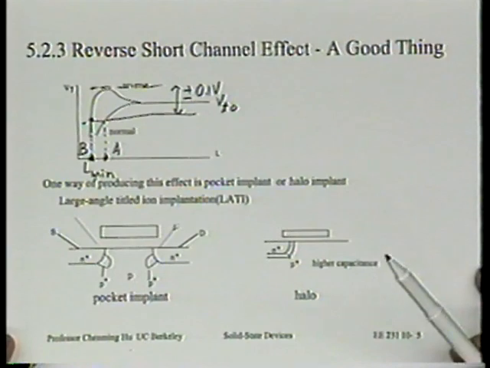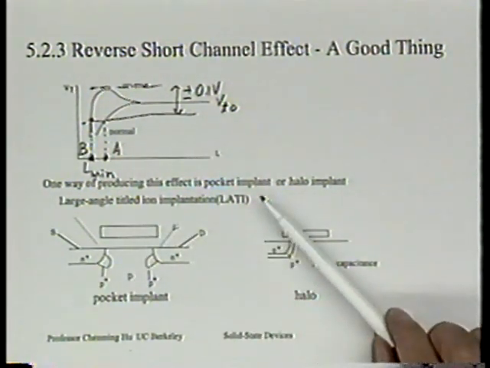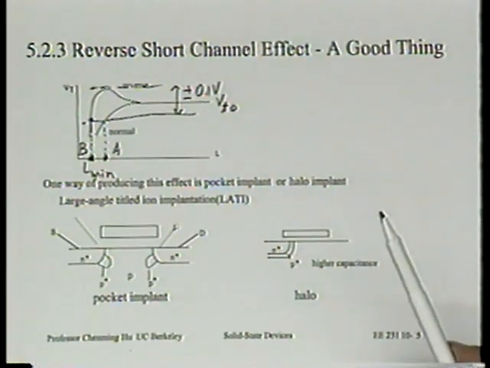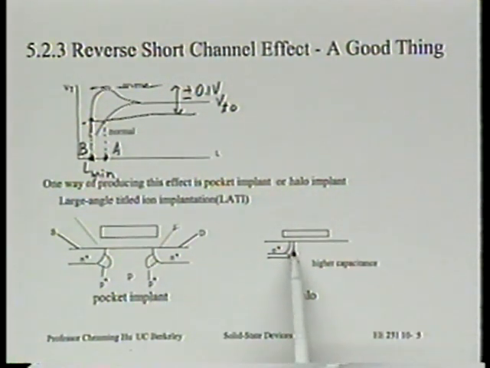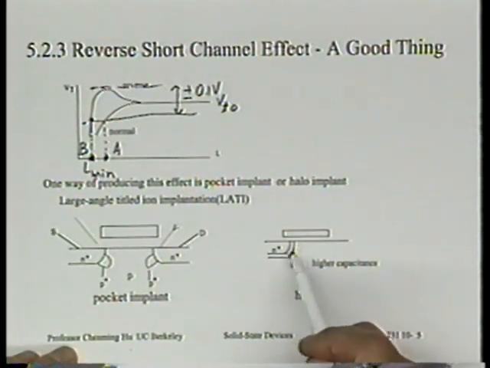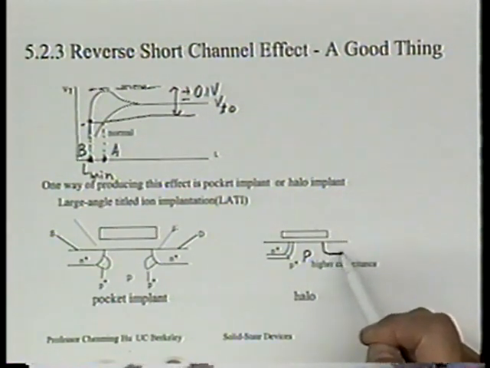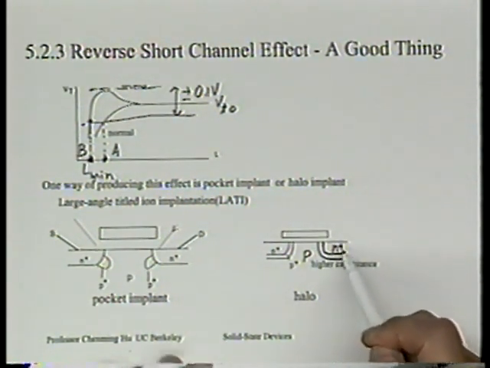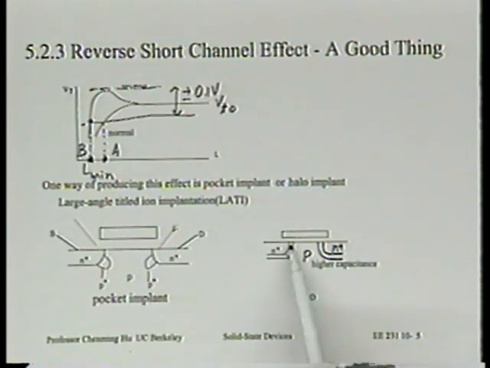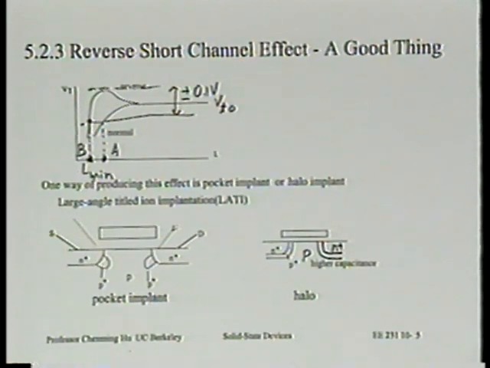Now, how do you produce this good thing then? One way of producing this effect is something called a pocket implant or halo implant. What that really means is you add a little bit of P plus around the source and drain. Turns out it's the source side that's particularly beneficial, but for ease of production, we usually add this P plus on both the source and the drain sides. So on both sides, we basically locally increase the boron concentration near the source and drain junction. In the middle of the channel, we leave the doping concentration lighter, but near the source and drain, we make the doping concentration heavier. All right?